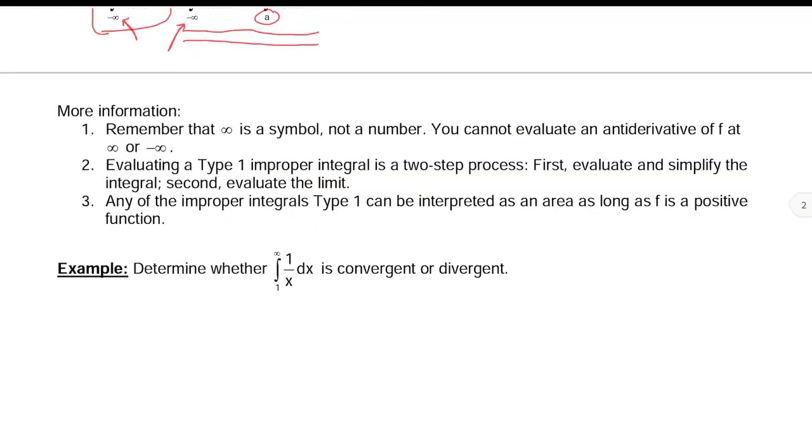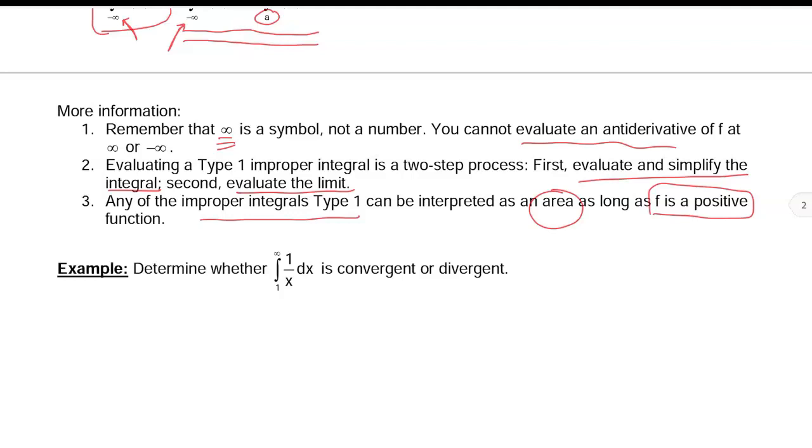More information about this, another reminder that infinity is just a symbol, it's not a number. So do not put it into your work as if you're substituting it in. Rather, you need to analyze your expressions and put the proper equivalents there for them. And remember, this is a two-step process. We're going to evaluate and simplify the integral first. Then remember, you're going to have to evaluate the limit and therefore show the steps in your work. And as long as your function is positive, you can think about the improper integrals being interpreted as area. So if that helps you along the way, you could talk about those as area.